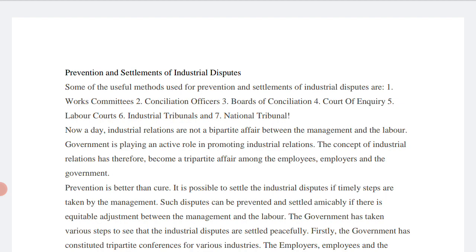Okay, so the concept of industrial relations has therefore become a tripartite affair among the employers, employees and the government. So whenever we consider industrial relations, they are that important. It means to have healthy relations within the industry.